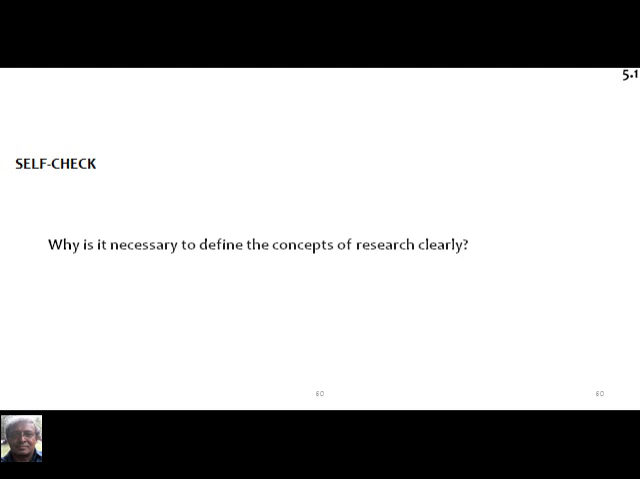Self-check. Why is it necessary to define the concepts of research clearly?